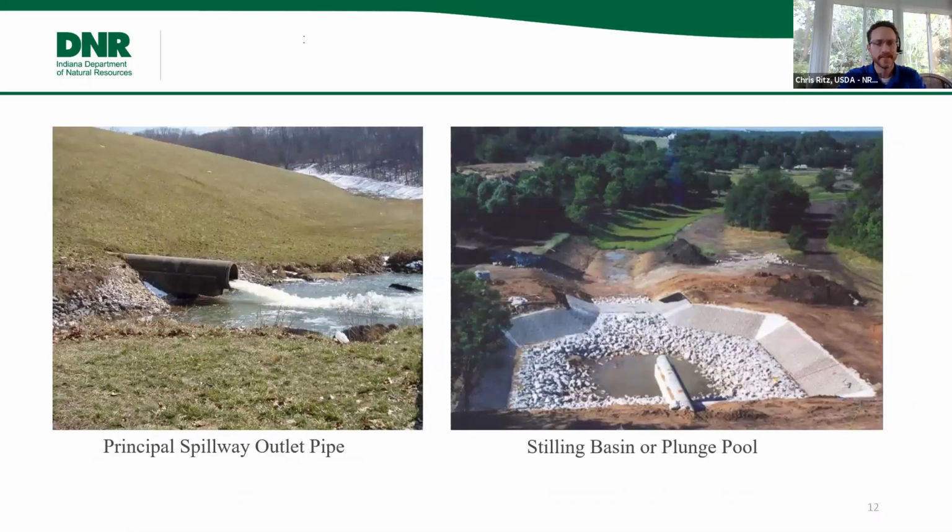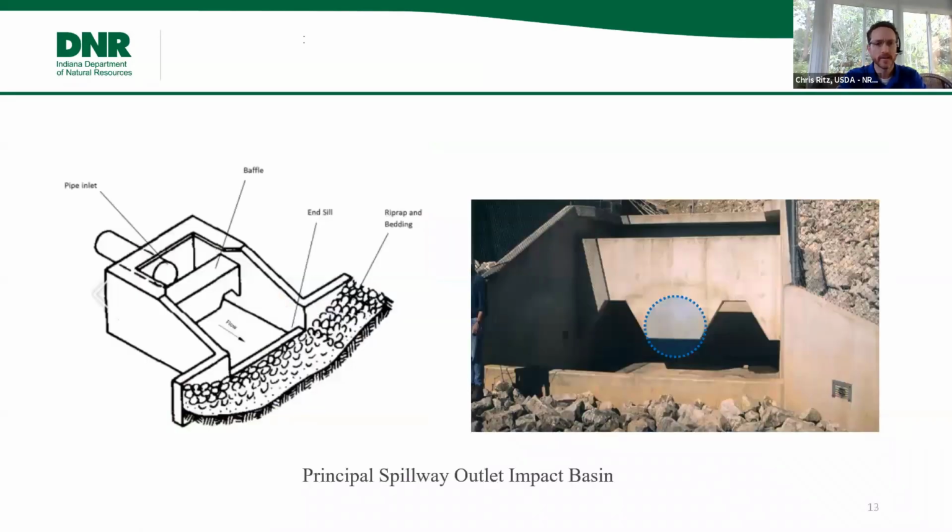Next, on the downstream side, as water goes vertically down the riser, it's going to outlet through this outlet pipe and dissipate energy into a stilling basin or a plunge pool. So here's an example of what the outlet might look like on some of your dams. On the next screen, you are going to see another outlet works, or an outlet impact basin. Water is going to outlet the outlet pipe, and energy is going to be dissipated in the stilling basin, but it also incorporates an impact wall, which will dissipate that energy.